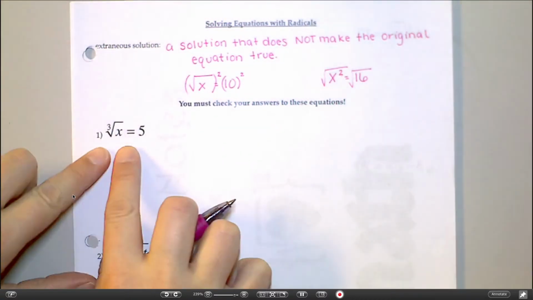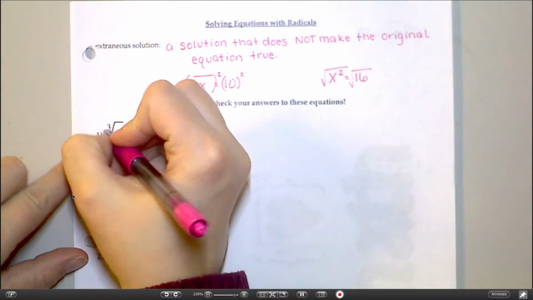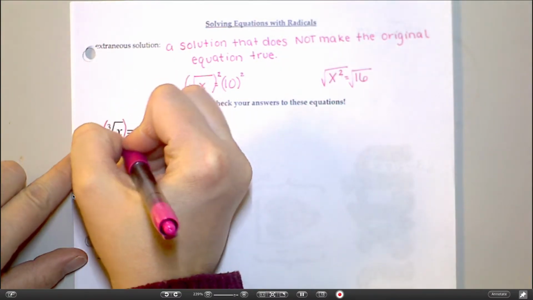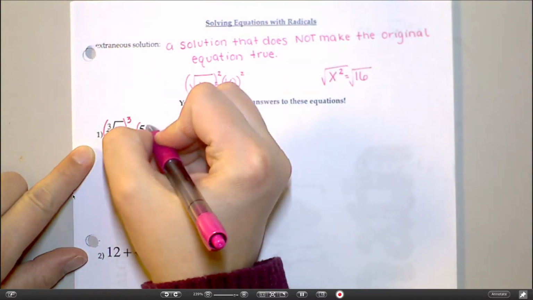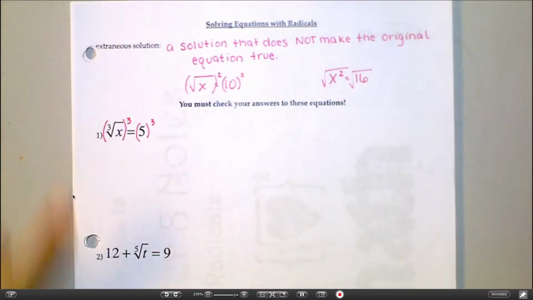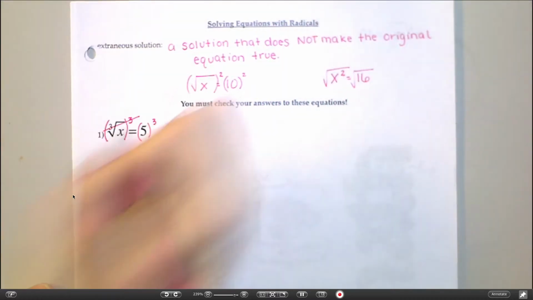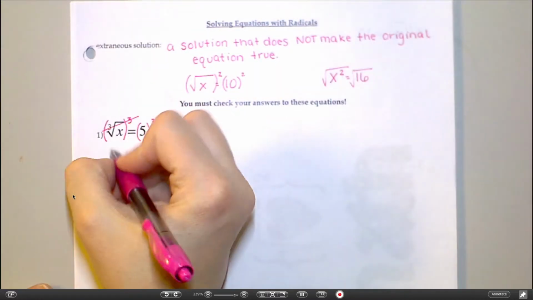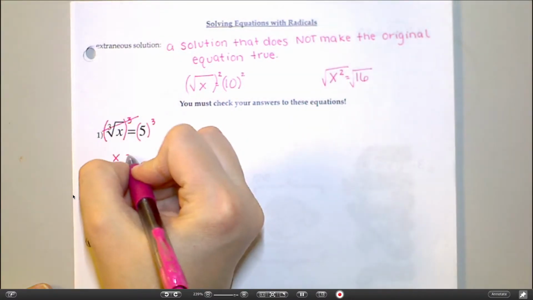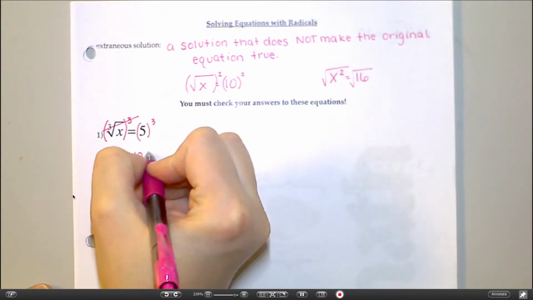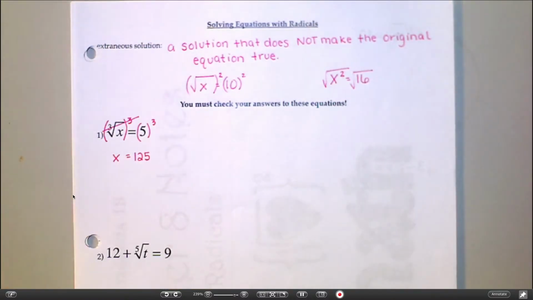So in this first one, the cube root of x equals 5. To get rid of that cube root, I'm going to raise to the power of 3. And then I'm going to raise this to the power of 3. Okay, those are going to cancel out, so I'm left with just x. And then 5 to the power of 3 is 125. Okay, so I end up with x equals 125. Easy, right? Okay, now we have to go back and check.